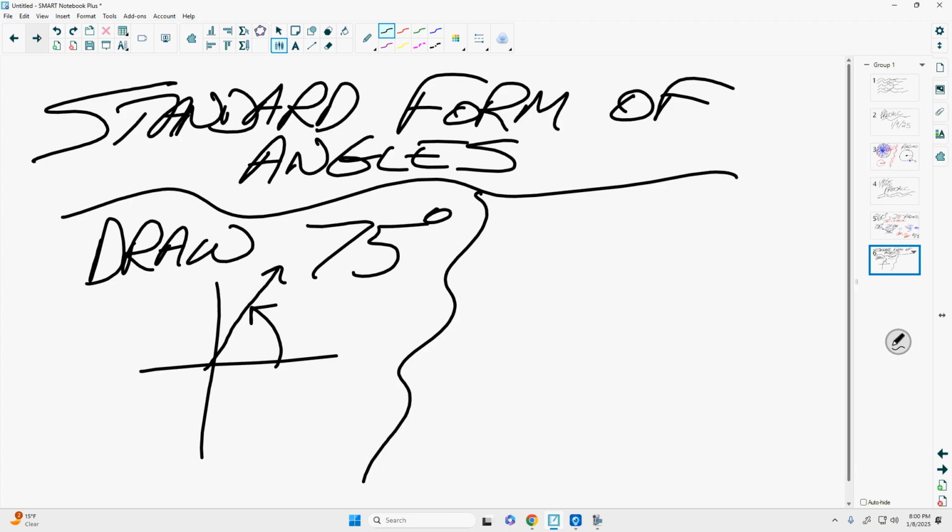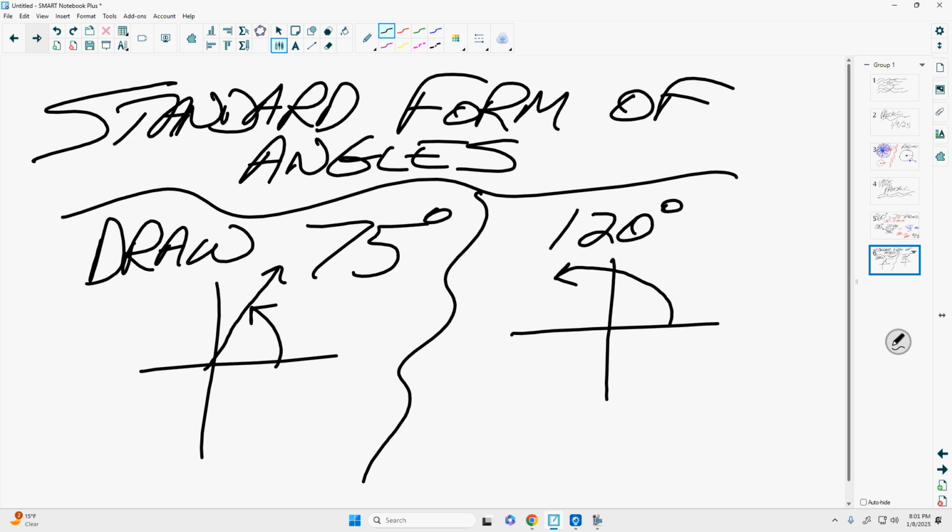What if I said draw 120 degrees? Okay, remember these are just sketches, but they still have to stop in the correct quadrant. 120 degrees would go, I don't know, 90 plus 30. Wow. Poor smartboard. Get a new computer and things just don't work right. Okay, there's 120 degrees. Got it?